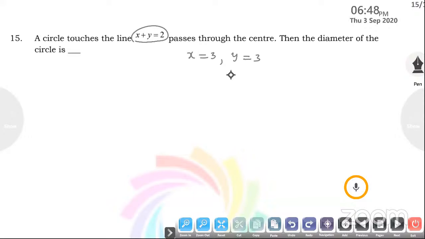It's very simple, must see. x equal to 3, y is equal to 3, they are perpendicular lines. So the circle is touching both the lines. So you know, the center lies on this line. I assume the center's x coordinate is alpha. Automatically the y coordinate will be 2 minus alpha.